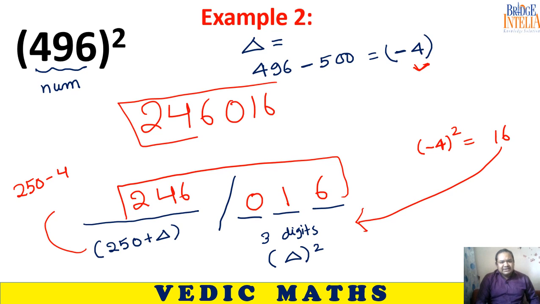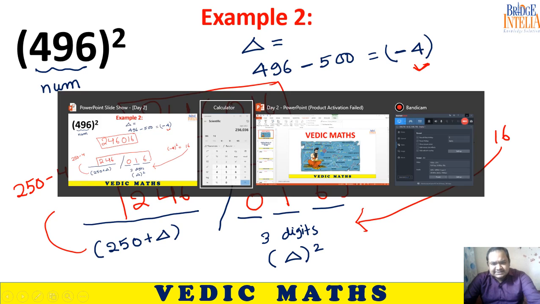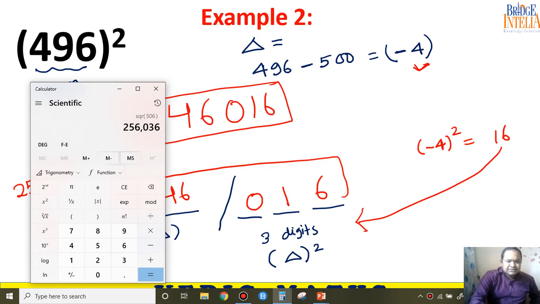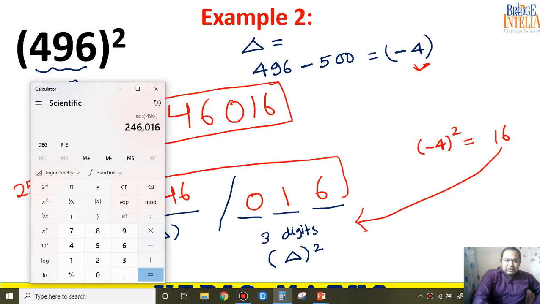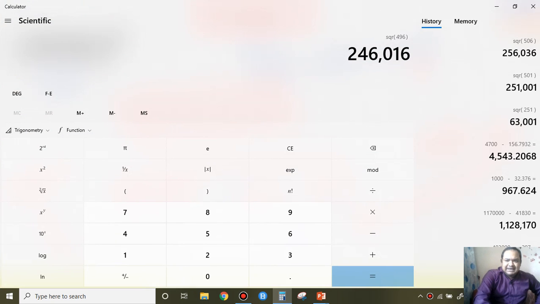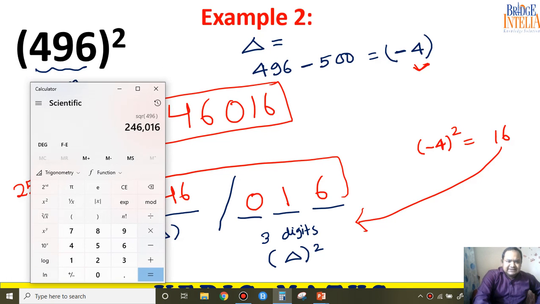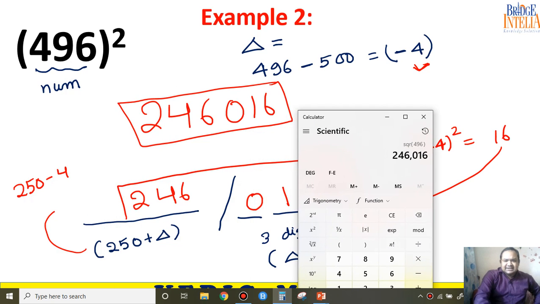Let us verify using a calculator if our answer is correct. 496 whole square. Yes, our answer is correct. 246016, and what we calculated using the Vedic math shortcut is also the same. So 246016 is correct. Let's see the next one.